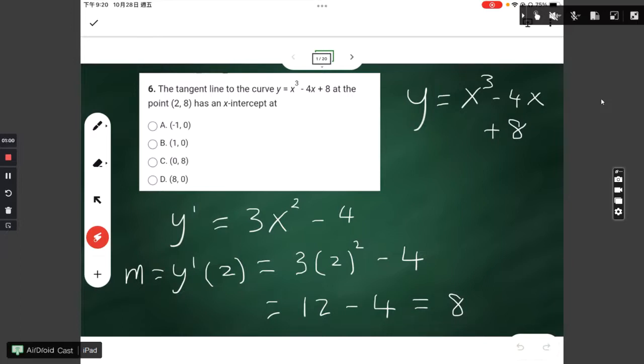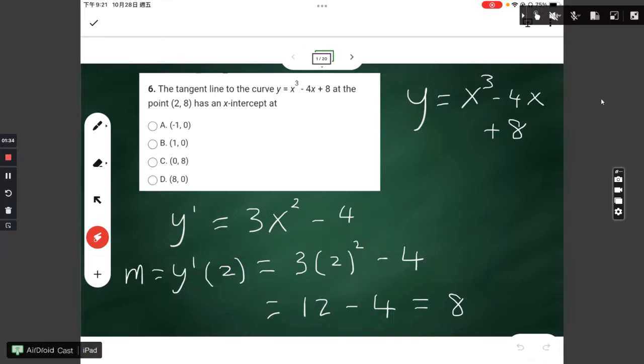So first of all, you want to find the equation of the tangent line. After you find the equation of the tangent line, you can use the equation to figure out the x-intercept. So the strategy is two steps. The first step is to find the equation of the tangent line. The second step is to use that equation to find the x-intercept. All right, so how do we find the equation of the tangent line?